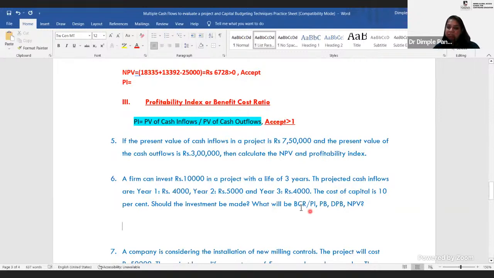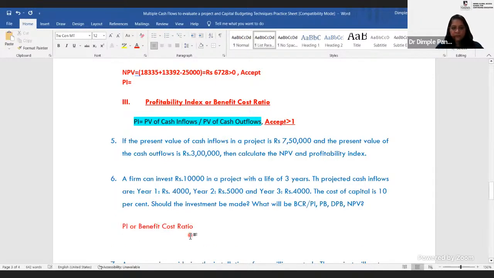Profitability index is another name we call the benefit cost ratio. It's one and the same thing for your information. So here the project has been given 10,000, inflows are given. We need 10% as the cost of capital. We need to find out the payback, discounted payback, net present value, and profitability index, all in one go, so that then I can go straight to the case study.